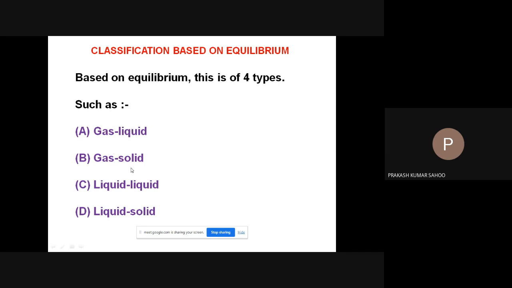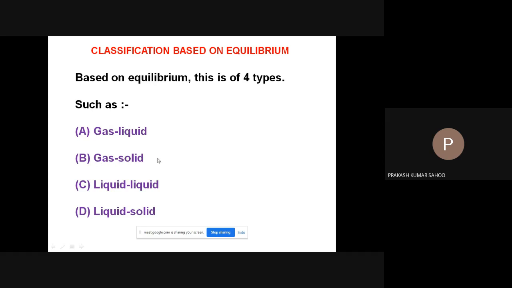Then the second one will be your gas solid equilibrium. In gas solid, the example is your sublimation, where the constituent is directly changed from solid to gas without attaining the liquid state. That means it is the direct conversion of solid to gas. So this is known as sublimation.